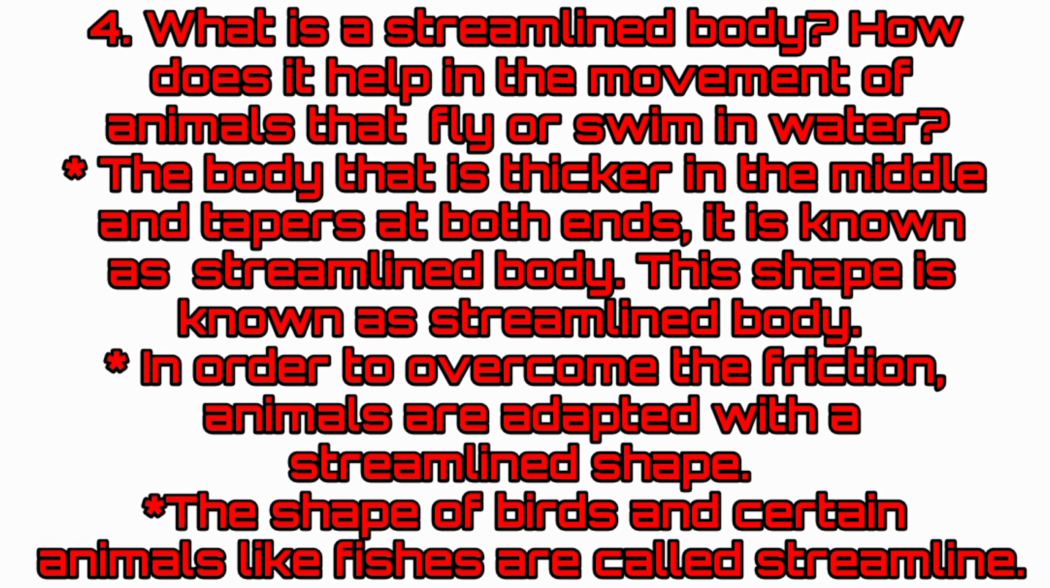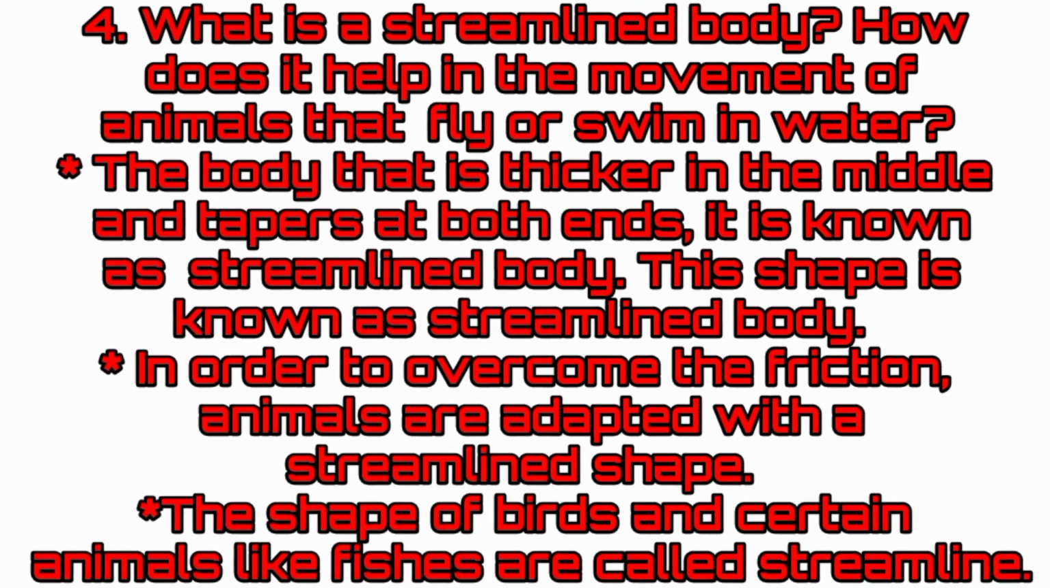Fourth question, what is a streamlined body? How does it help in the movement of animals that fly or swim in water? The body that is thicker in the middle and tapers at both ends is known as streamlined body. This shape is known as streamlined body. In order to overcome the friction, animals are adapted with a streamlined shape. The shape of birds and certain animals like fishes are called streamlined.